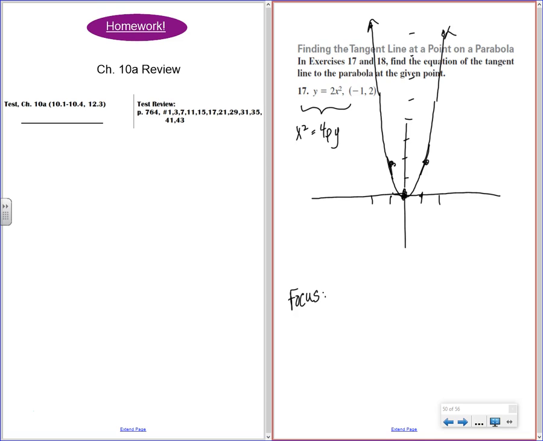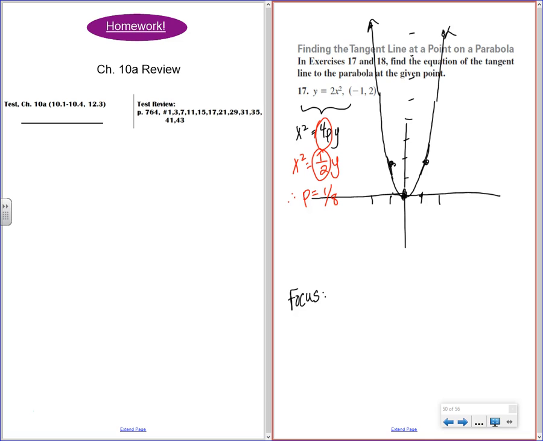But wait a minute, how do I rearrange this guy to look like that guy? I need to get x squared alone, so divide by 2. Mine is 1/2 y. So what does that mean that p needs to equal? 1/2 equals 4p. Divide by 4. Isn't p 1/8? Double check my math, but 4p has to equal 1/2. p has to equal 1/8.